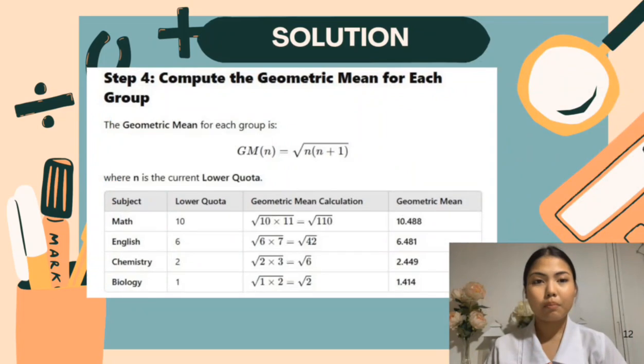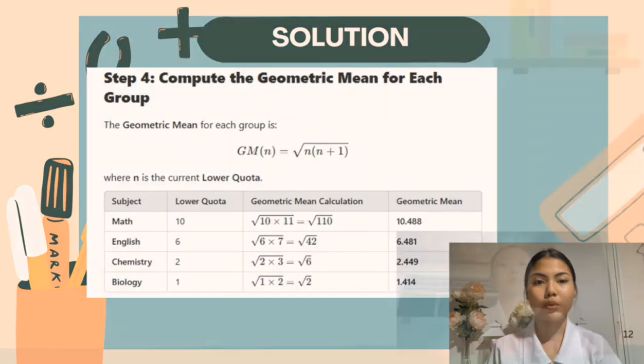So the next step is to compute the geometric mean and assign extra tutors. To decide which subjects get extra tutors, we use the geometric mean formula. Now we compare the standard quota with the geometric mean. If the quota is greater than the geometric mean, we round up and assign an extra tutor. After assigning the extra tutor, the total now adds up to 22, which is exactly what we need.